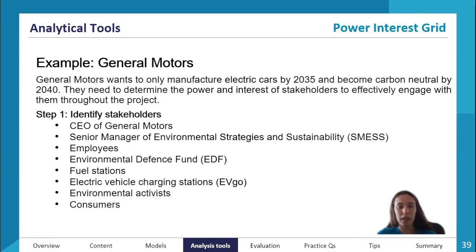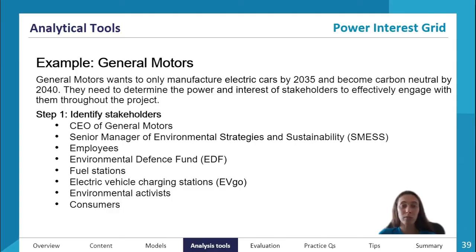So let's have a look at an example. General Motors, the automotive company, wants to only manufacture electric cars by 2035 and become carbon neutral by 2040. So they need to determine the power and interest of stakeholders to engage with them through this project.